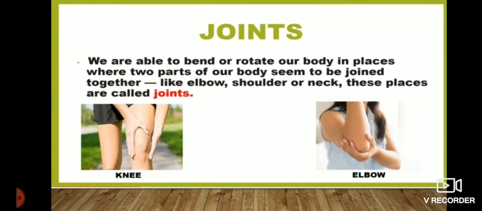So we are able to bend or rotate our body in places where two parts of our body seem to be joined together, like elbow, shoulder, or neck. These places are called joints. So, the places where two parts of our body join together and we are able to bend or rotate, we call those places joints.